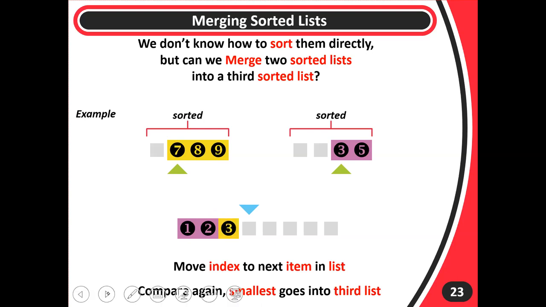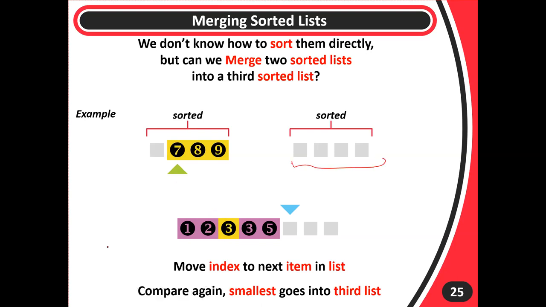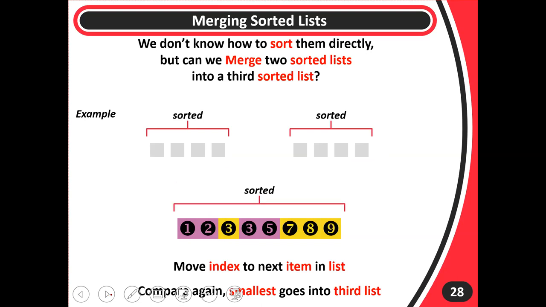They're the same, so I can put either of them down here. Now I compare the 7 and the 3. I'm going to copy the 3 down. Now I'm comparing 7 and 5, so 5 gets copied down. And at this point, this is empty and I can just copy the rest of this list since those are already in sorted order.